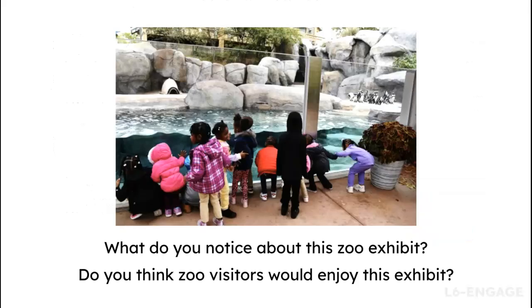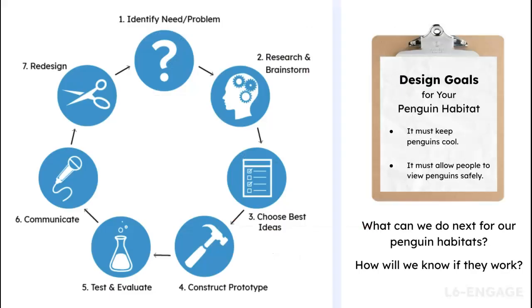To begin the Engage portion, you'll show an image of a penguin habitat. You'll ask students what they notice about it and if they think visitors would enjoy it. You'll then display the engineering design cycle and the design goals. You'll review the steps students have already taken and ask what they can do next for their penguin habitats and how they will know if the habitats work. You'll revisit the driving question board to add any new questions and highlight others connected to the learning goals of this lesson by calling attention to questions about how engineers test their designs.